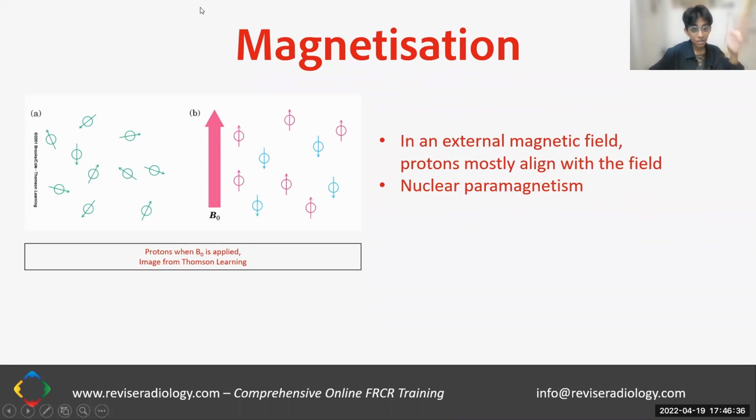So in an external magnetic field, as we've discussed, protons mostly align with the field. This is a phenomenon which is called nuclear paramagnetism. Paramagnetism means that the magnetization is in alignment with the field. So this is an example of nuclear paramagnetism.